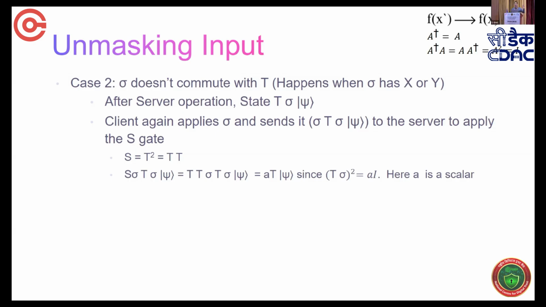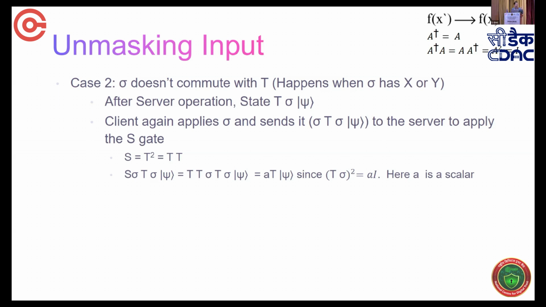Now you can see in the middle, T sigma is repeated. Again, I can say T sigma square, and sigma square will become identity. So I'm only left with finally A T psi. A I can remove because this is just an amplitude which doesn't affect the quantum properties. So I am finally left with only T ket psi. So I proved that the server operation is either a Clifford operation or non-Clifford operation, and in non-Clifford also, either it can commute or not commute. In all the cases, I am getting my final output.